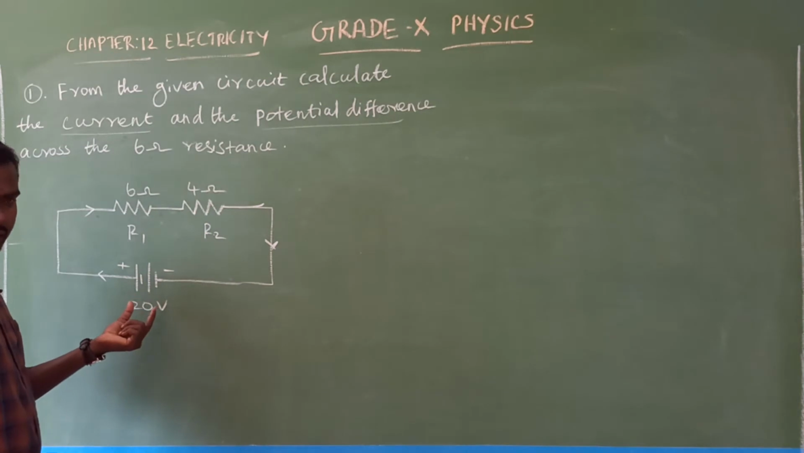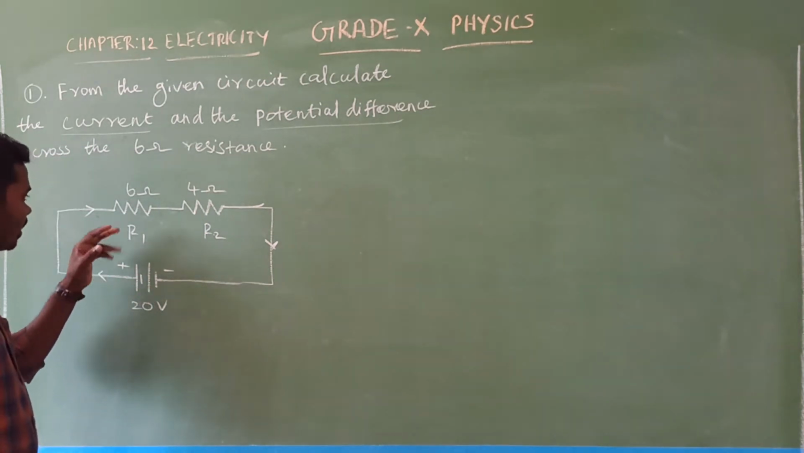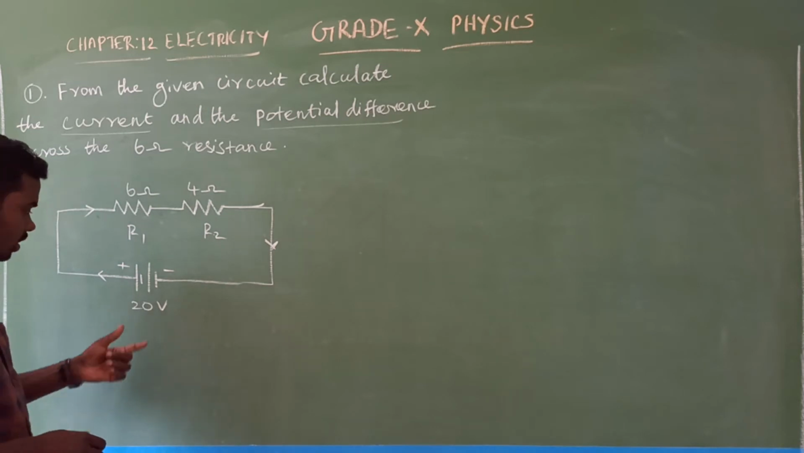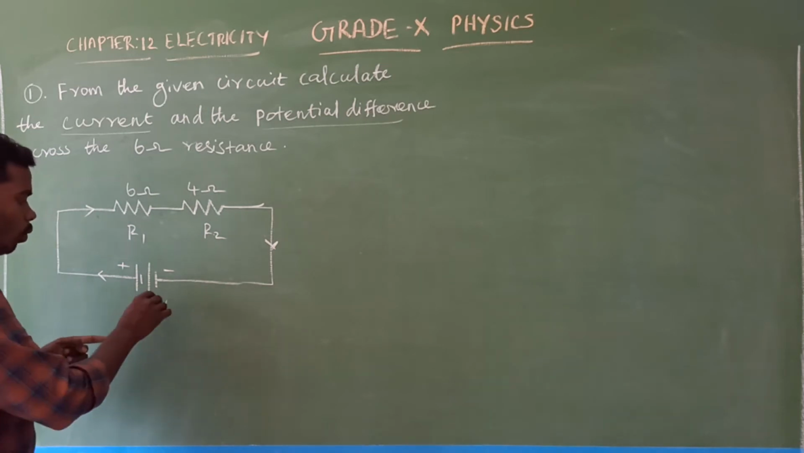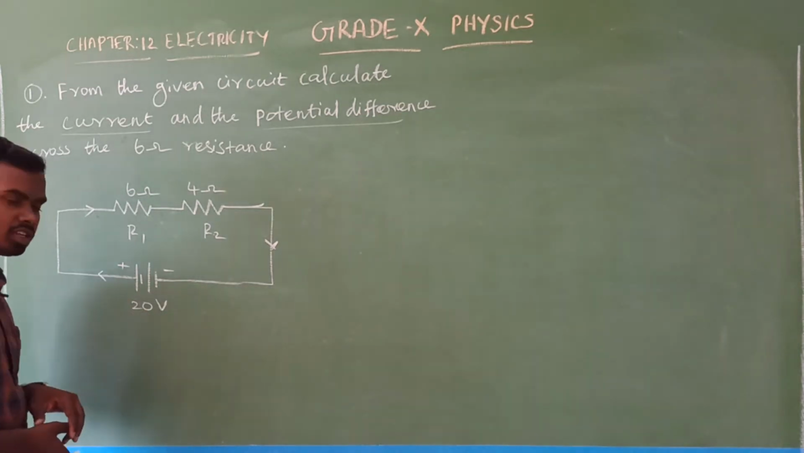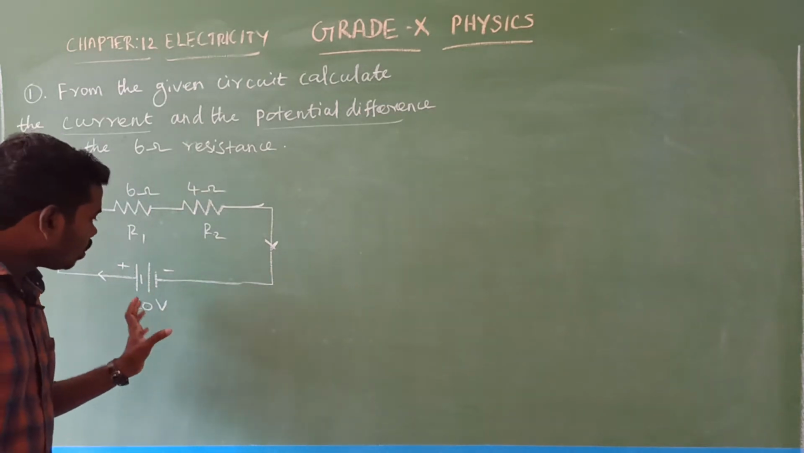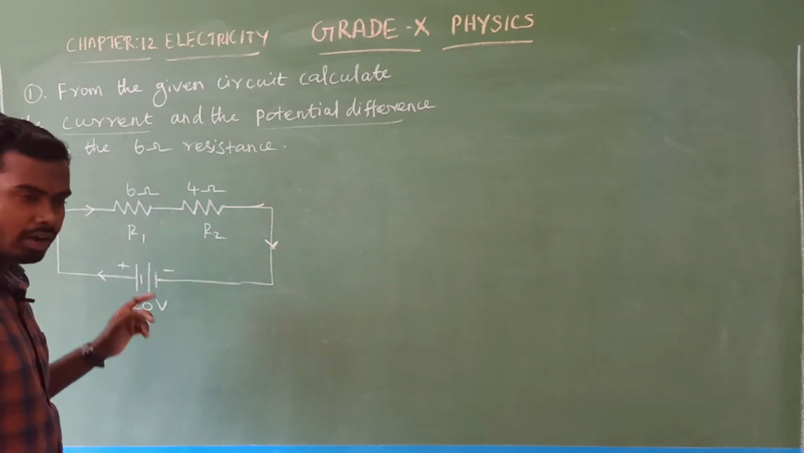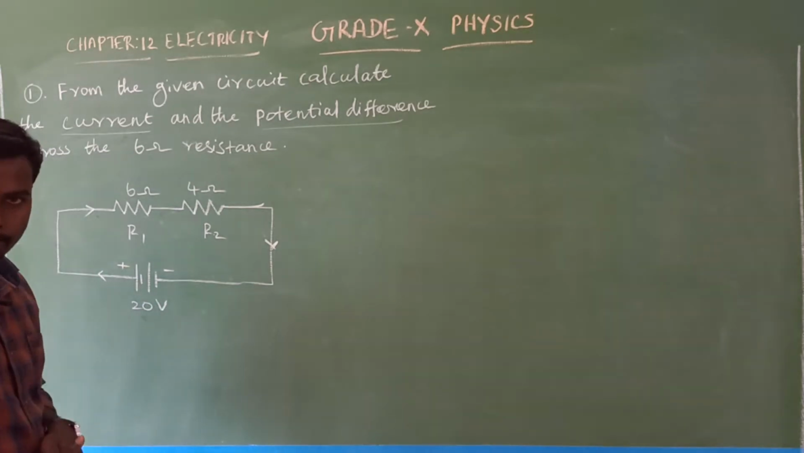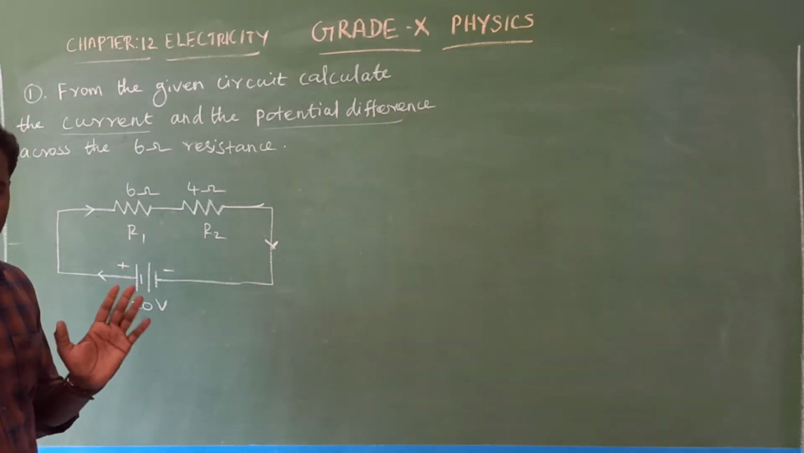So the battery is connected here. The battery is connected across the terminals of the resistors, isn't it? Yes. So here a 20 volt potential difference is applied. So throughout the circuit, what is the potential difference? Throughout the circuit, a 20 volt potential difference is there.